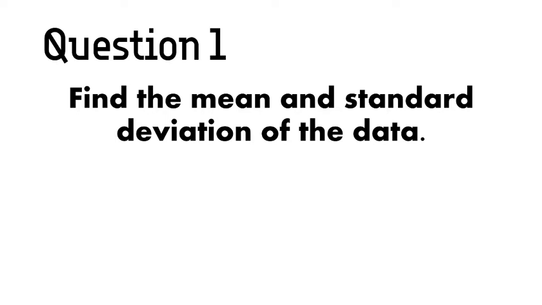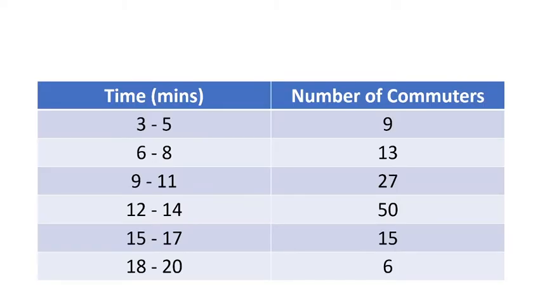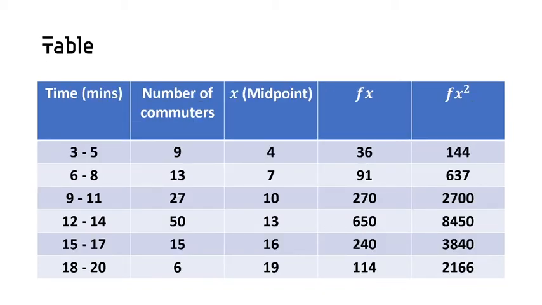So the first question is to find the mean and standard deviation of the data. So what should we find first? To be exact, we should search for the cumulative of fx and the n, which is the number of commuters, and we know that n is 120 because from the table here you can see the number of commuters. N is basically the cumulative of the number of commuters. So now we head to another table.